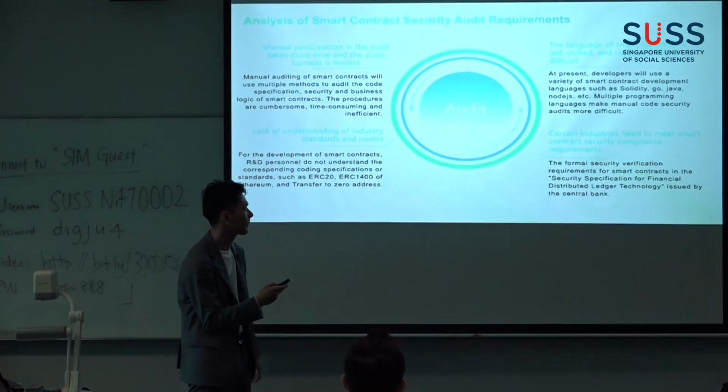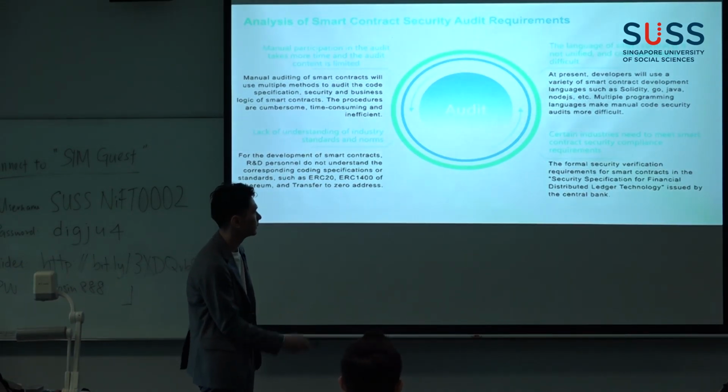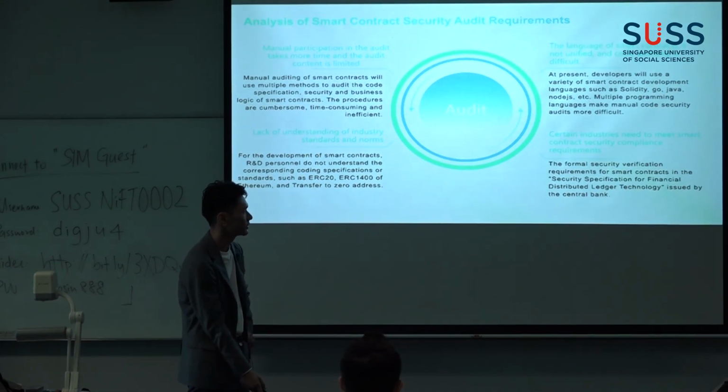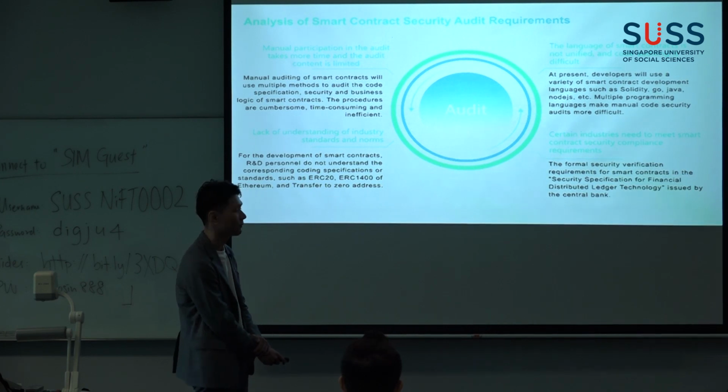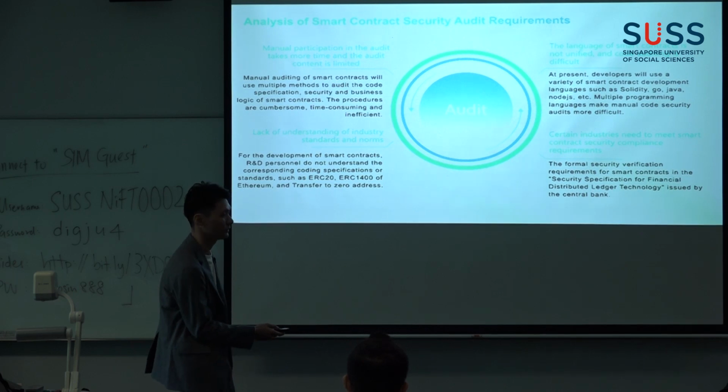And some industries need to meet smart contract security compliance standards. The formal verification provides a stamp to this compliance. For example, the central bank requires the security specification for financial distributed ledger technology that specifically says that the contract should be formally verified.